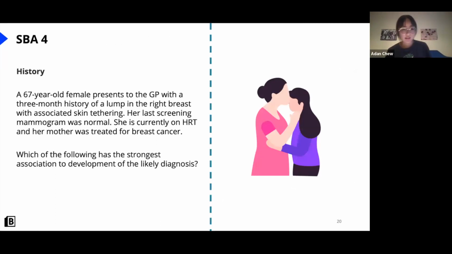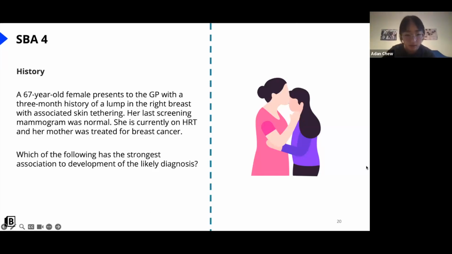So we've got a 67-year-old female now who presents to the GP with a 3-month history of a lump in the right breast with associated skin tethering. Her last screening on the mammogram was normal. She's currently on HRT and her mother was treated for breast cancer. Which of the following risk factors per se has the strongest association to development of the likely diagnosis?